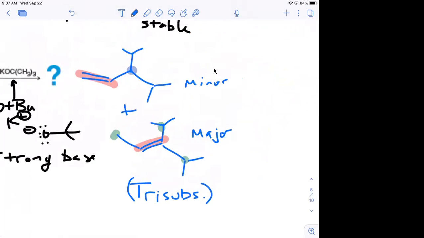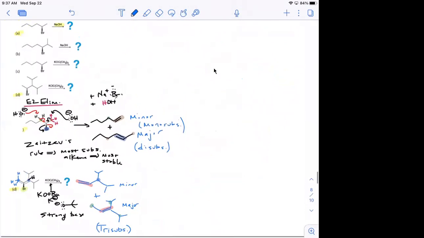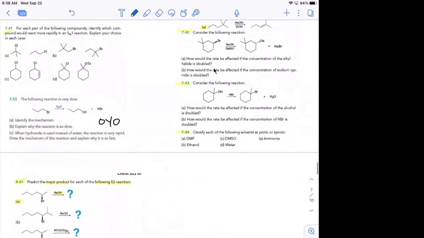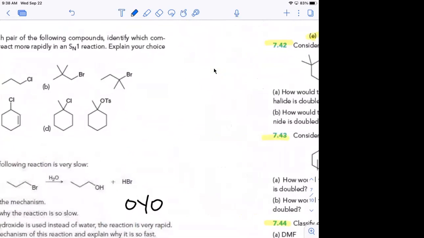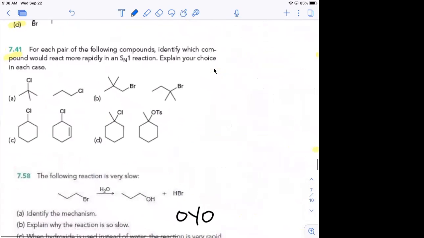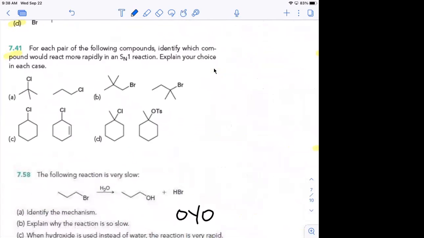All right. Any questions about those two examples? All right, let's go up here and let's look at 7.41. We got plenty of time. For each pair of the following compounds, it says identify which compound will react more rapidly. So that's the question right there. Which compound will react more rapidly in an SN1 reaction? So there's your clue. It's SN1.